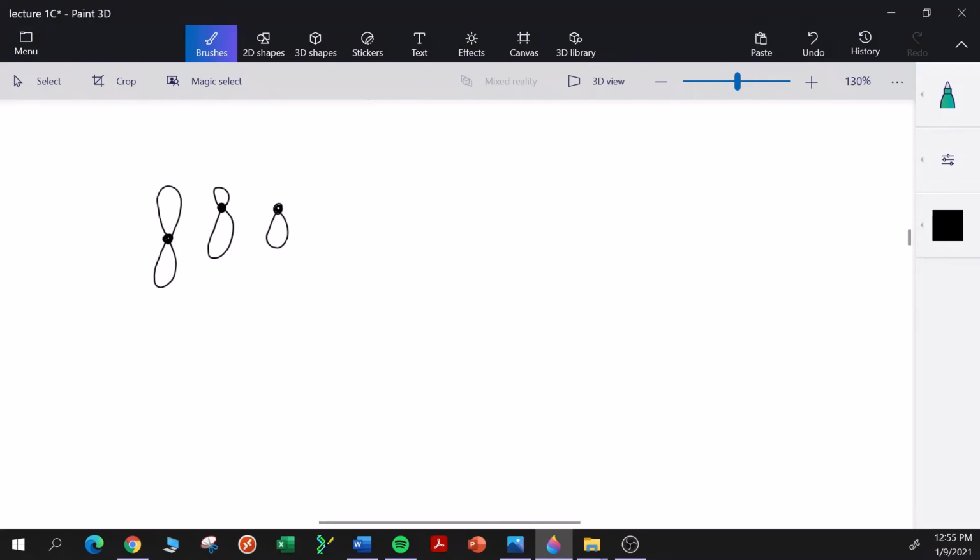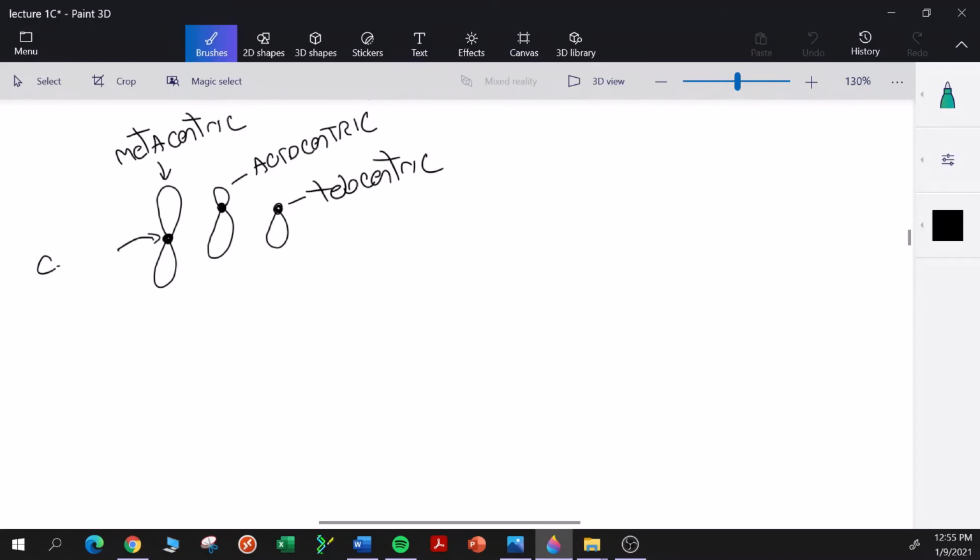So this one over here is called a metacentric chromosome. This is an acrocentric, and this is a telocentric. So in a metacentric, let me talk about this thing first. What is this? This is the centromere. These names are based on the position of the centromere in the chromosomes.